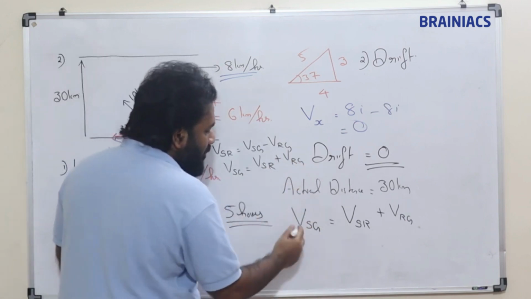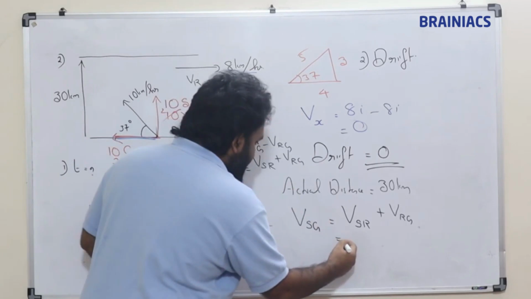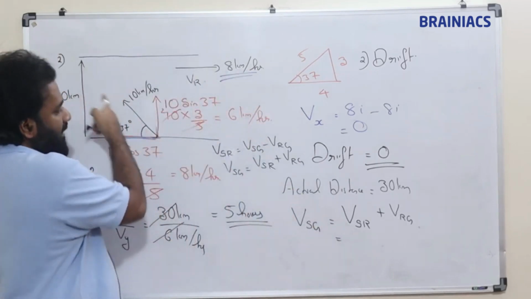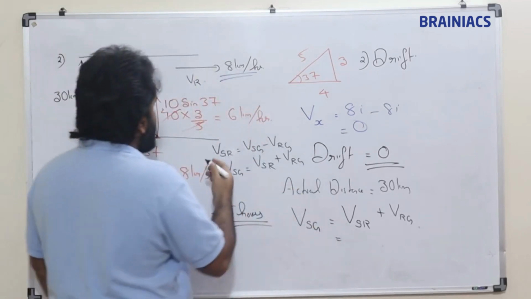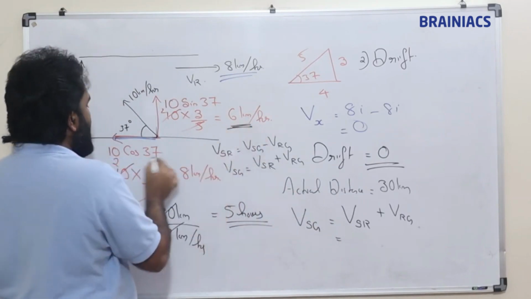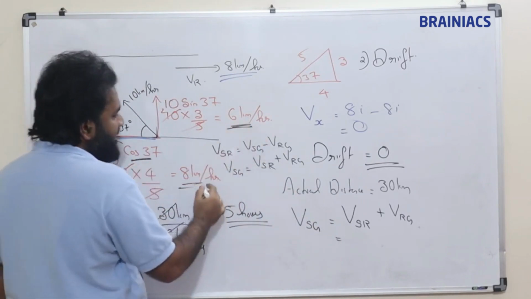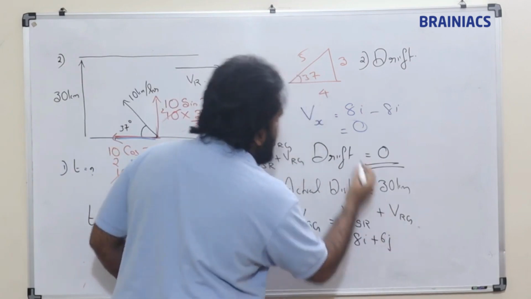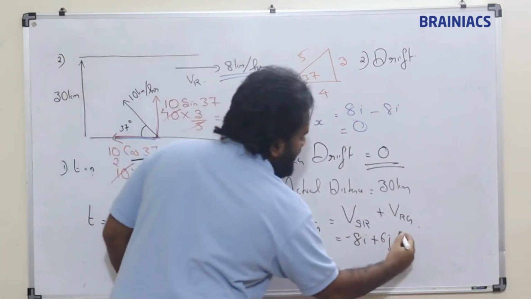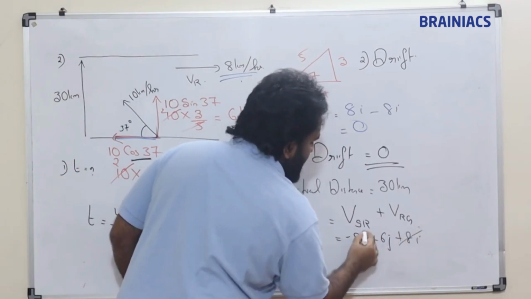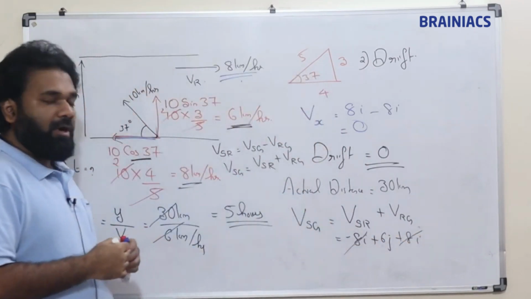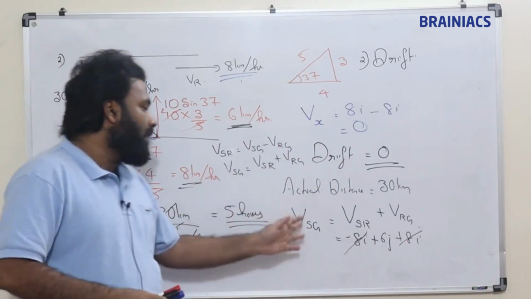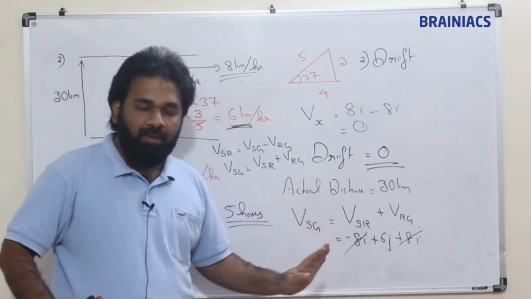Now the velocity of the swimmer with respect to ground is what? The velocity of the swimmer with respect to river is this one, that is 6j and minus 8i. So minus 8i plus 6j, and this one plus 8i. This and this will be cancelled, right? So the velocity of the swimmer with respect to ground is going to be only 6j.